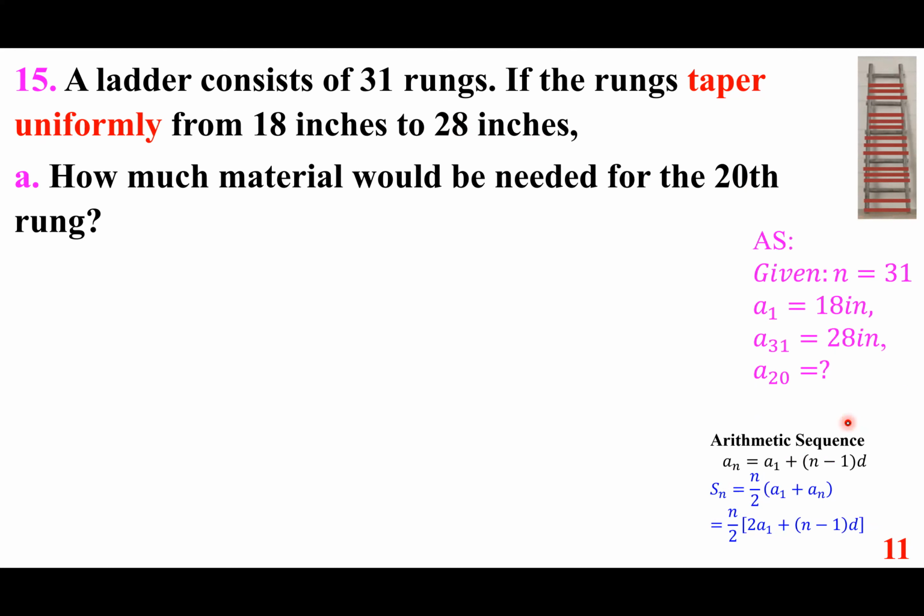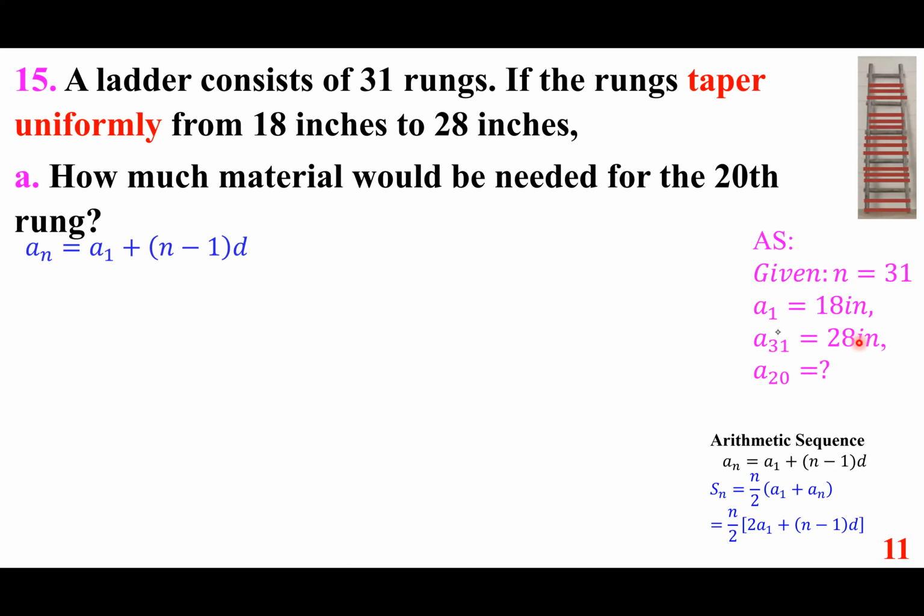Therefore, AS, short for arithmetic sequence, n is 31 because there are 31 rungs. The first one, a sub 1, is the smallest one, 18 inches. The last one, the largest one, is 28, so a sub 31. And then we are interested in a sub 20. So understanding the concept and the question, we use this: a sub n equals a sub 1 plus n minus 1 times d. And we're going to use a sub 31 equals 28.